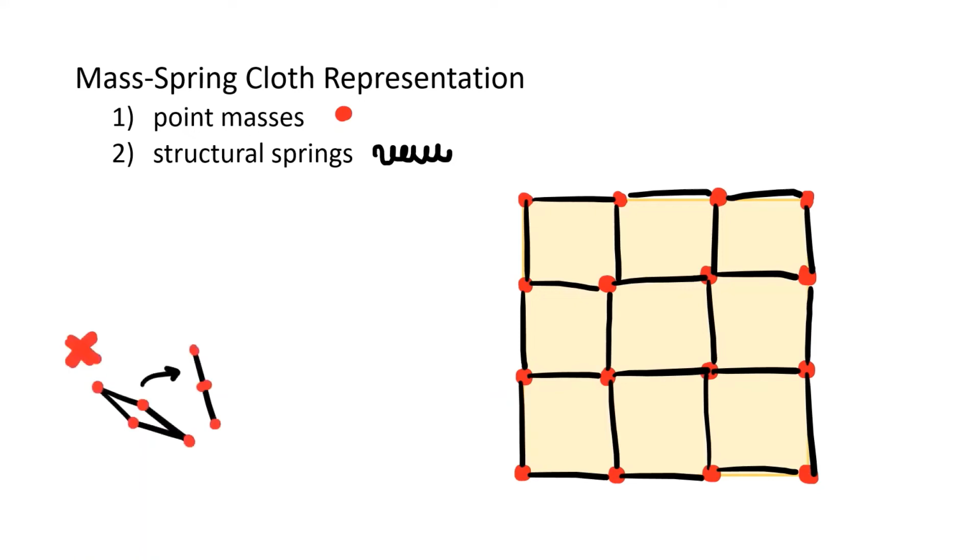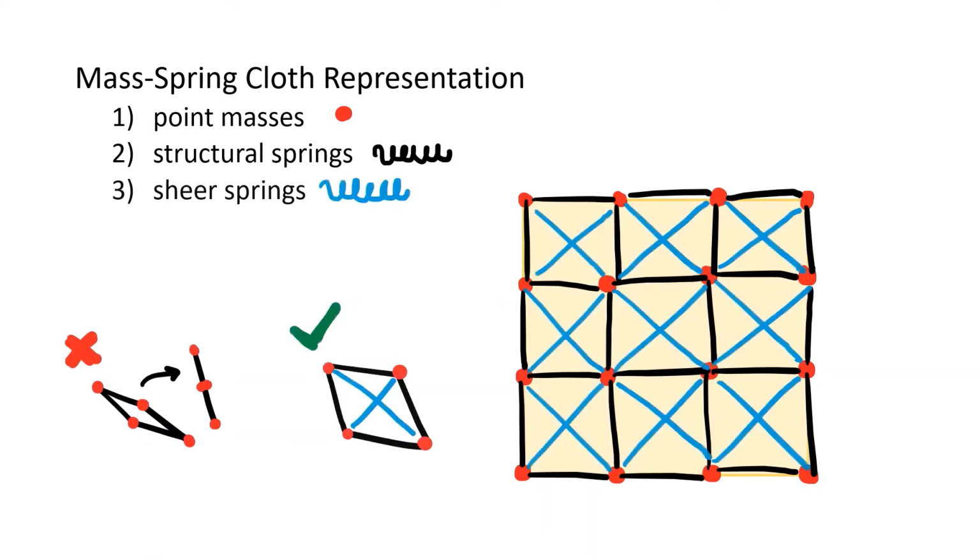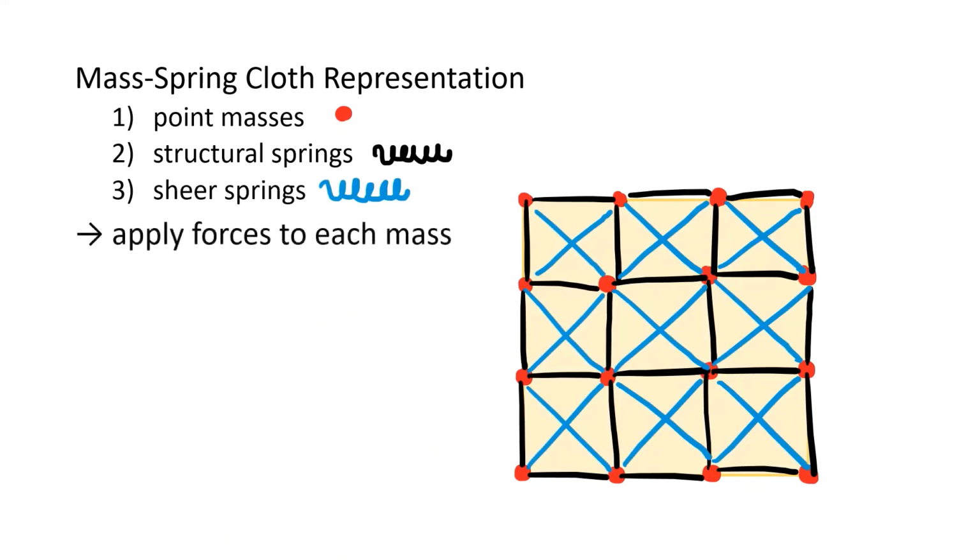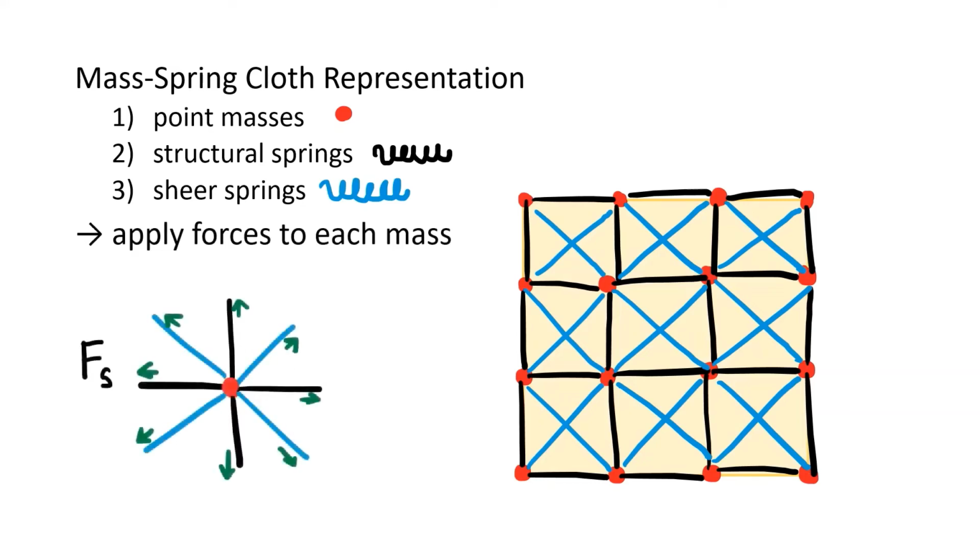With only structural springs, the square faces of the cloth may collapse on themselves. So to prevent this, add diagonal shear springs between vertices, creating a triangular pattern. Finally, we apply forces to each vertex and calculate the resulting motion. This includes each of 8 spring forces, as well as any additional forces like gravity or wind.